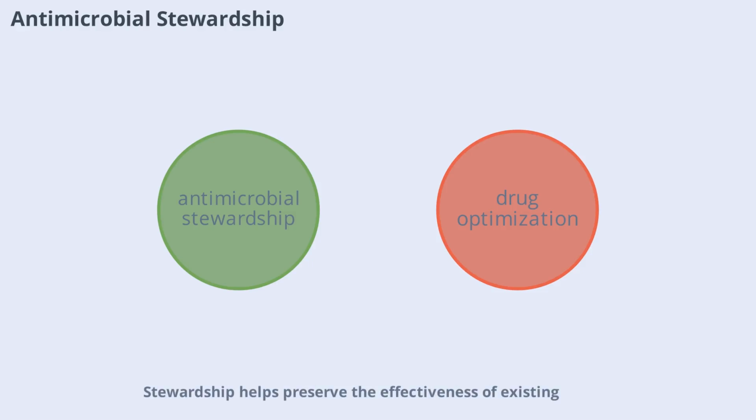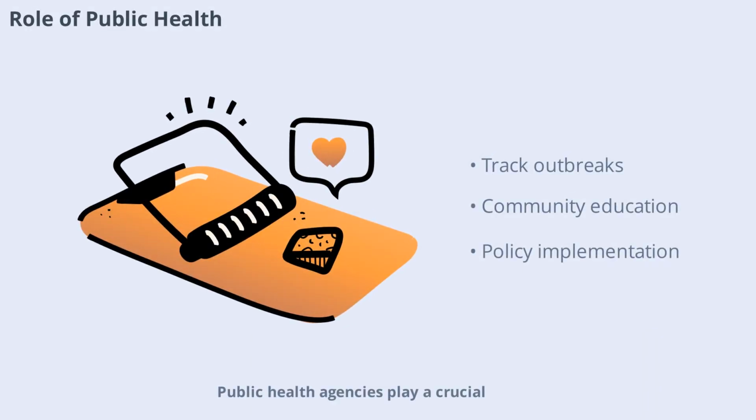Stewardship helps preserve the effectiveness of existing drugs and reduces the risk of resistance, ensuring that treatments remain effective for future generations. Public health agencies play a crucial role in preventing and controlling infections. They track outbreaks, provide education, and implement policies to protect communities. Public health efforts include vaccination programs, sanitation improvements, and emergency response to epidemics. Strong public health systems are essential for reducing the impact of infectious diseases worldwide.